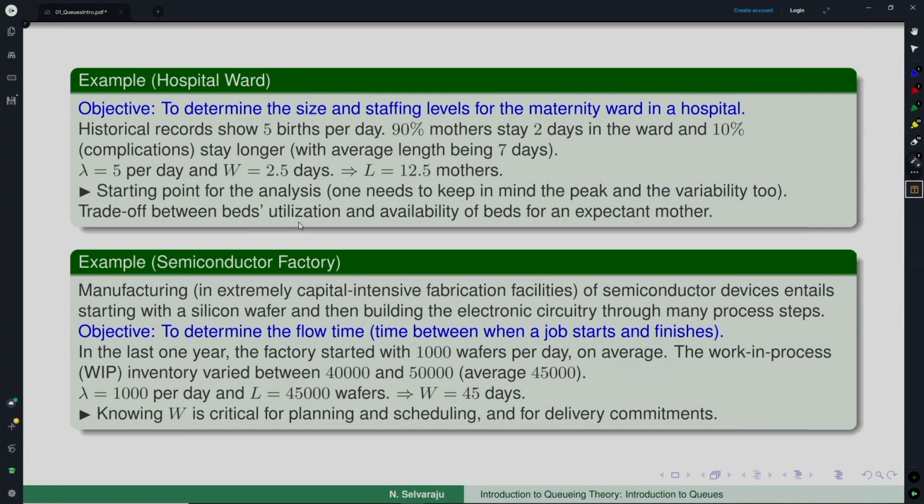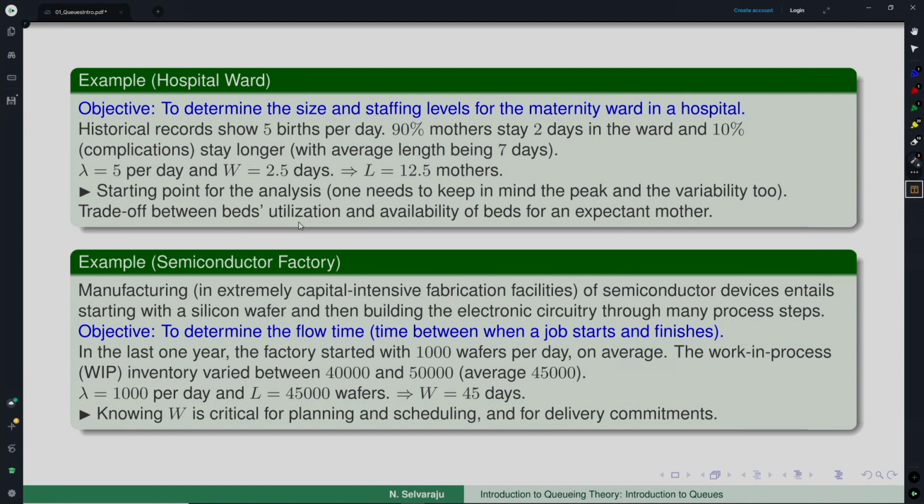Another simple one is, let us look at a semiconductor factory where semiconductors are being manufactured in extremely capital intensive fabrication facilities. So, a high cost business. This manufacturing of semiconductor devices starts with a silicon wafer and then building the electronic circuitry on that silicon wafer through many process steps. It is not a few, it is many process steps to make it finally the electronic device that you wanted to achieve.